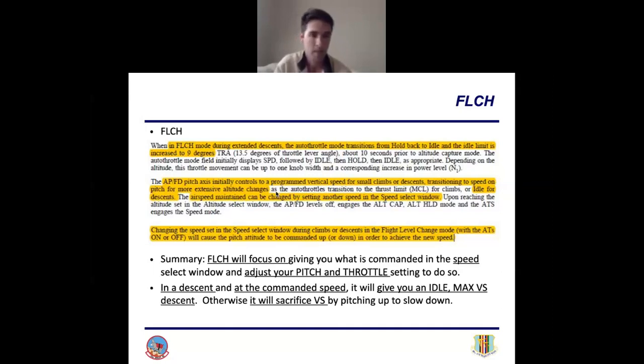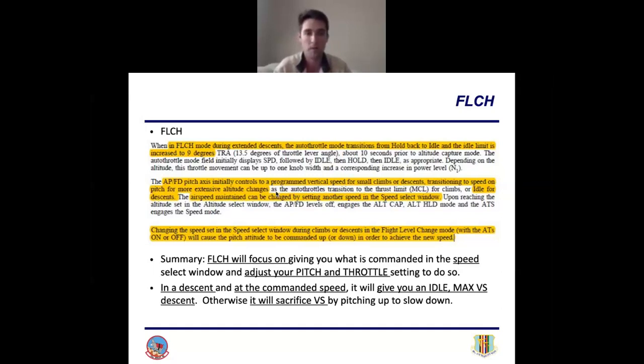which, the second you hit flitch, it's going to throw in there the speed you're at. So you need to hit flitch, and then you need to decide, okay, what speed do I want to be descending at? Most of the time, you should be descending at 300 knots. It's just the typical descent. So once you change the speed in the speed select window during a descent, after you've hit flitch, it'll pitch the airplane to achieve that new speed.